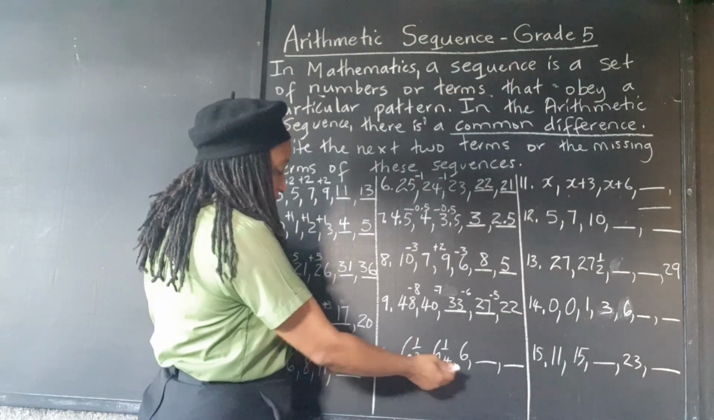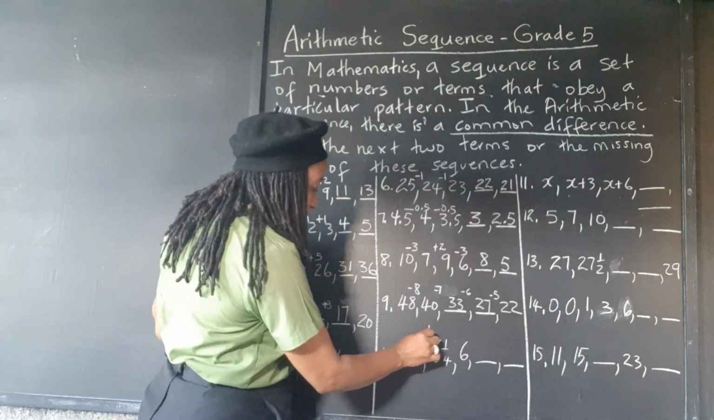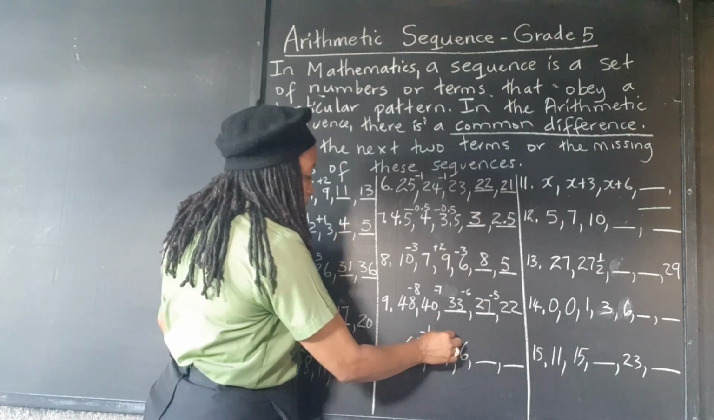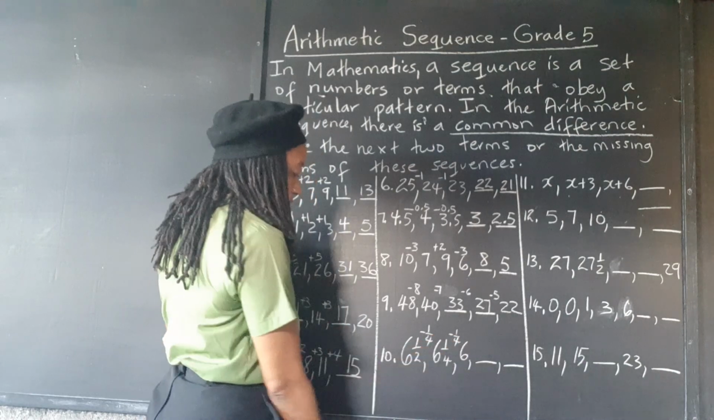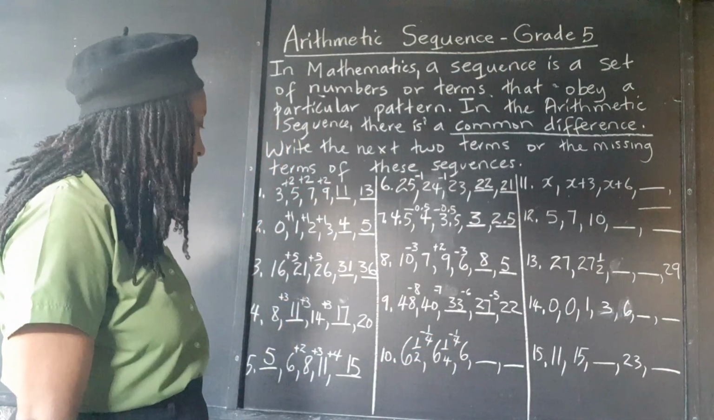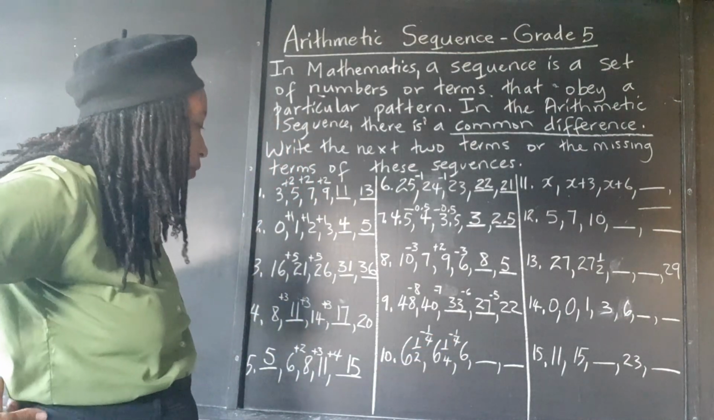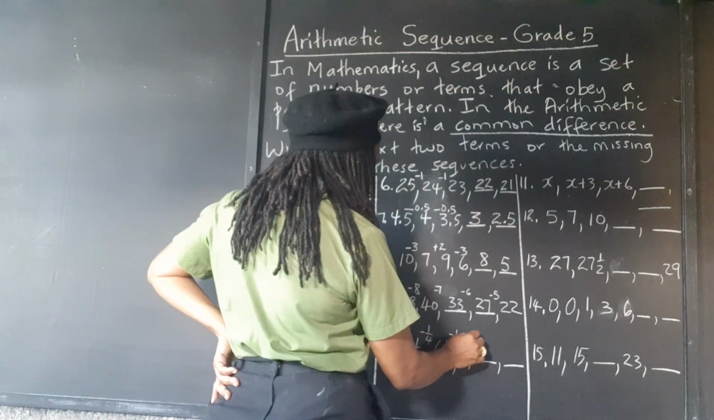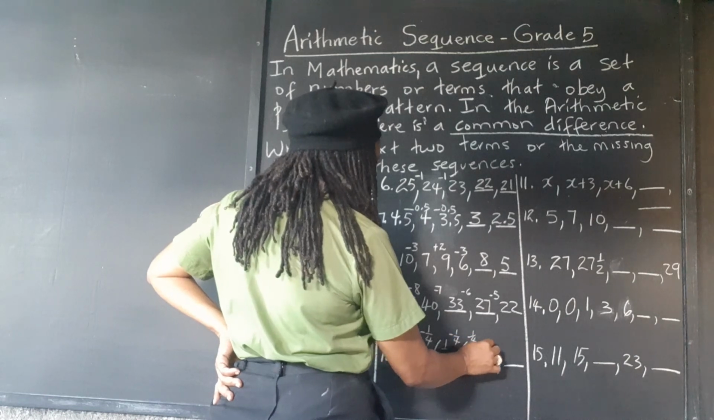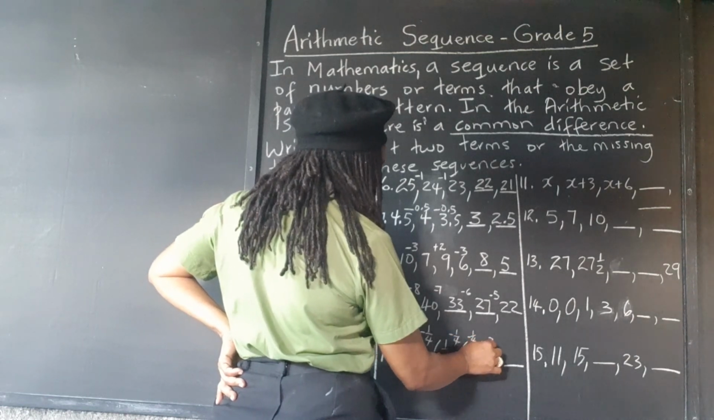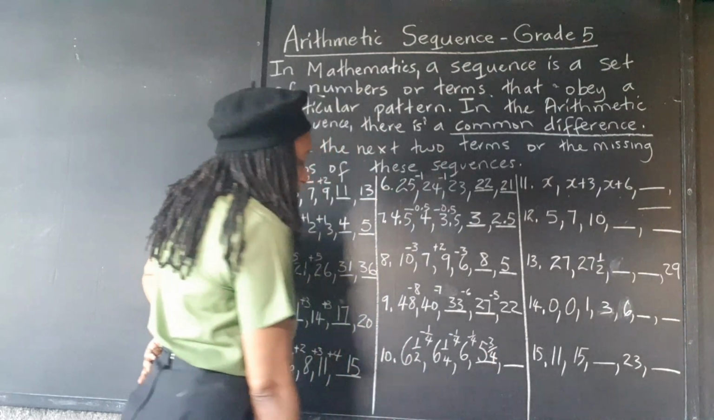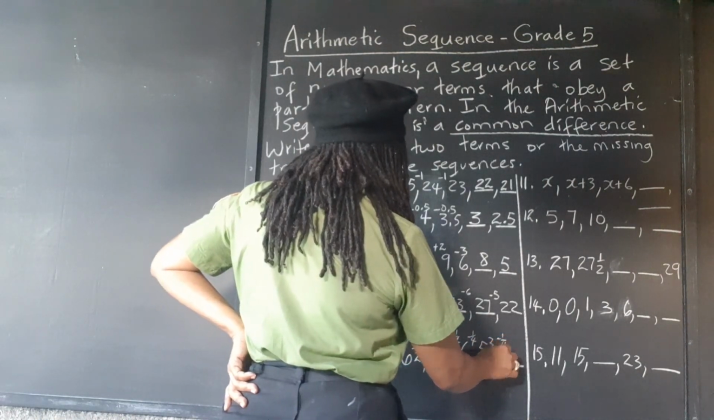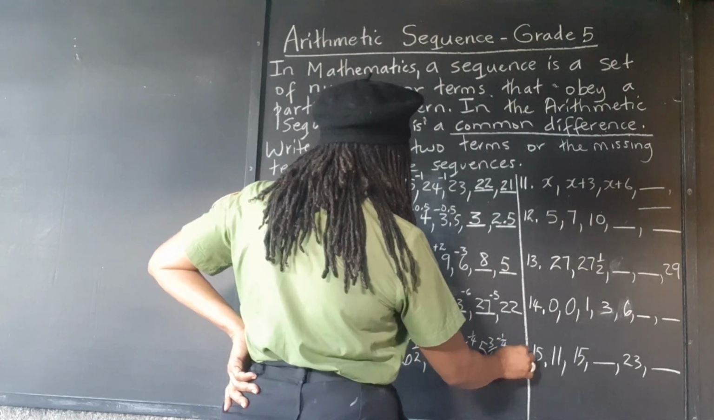The difference between a half and a quarter is a quarter, so we're taking away a quarter. And from 6 1/4 to 6, we're also taking away a quarter. So, if we take a quarter from 6, 6 take away a quarter gives what? That would be 5 3/4. And 5 3/4 take away a quarter, that would give 5 1/2.